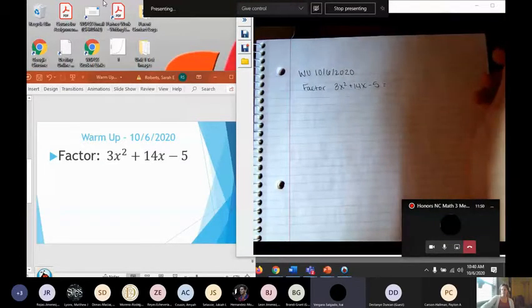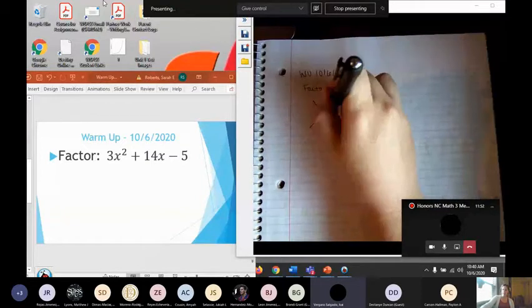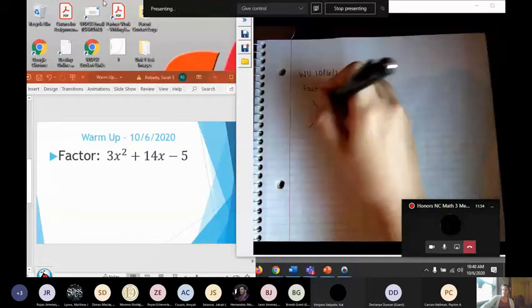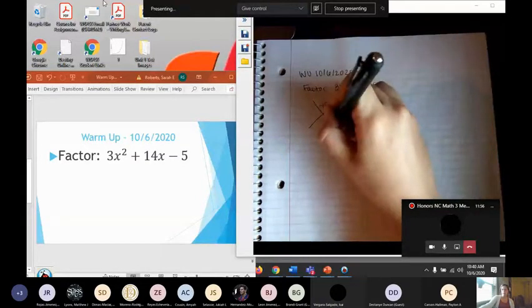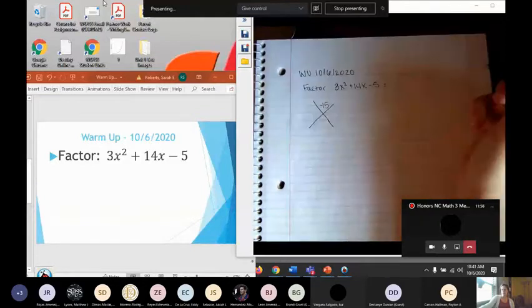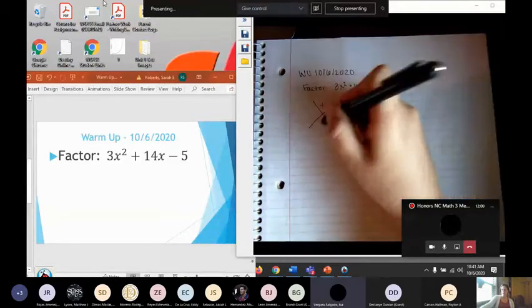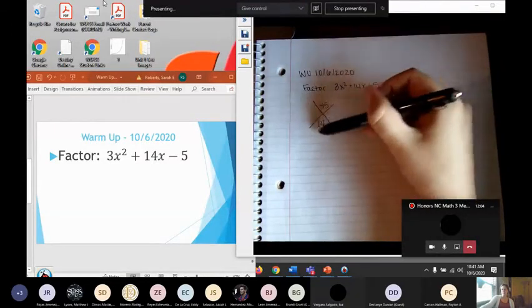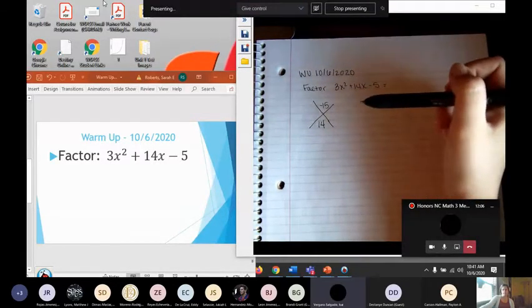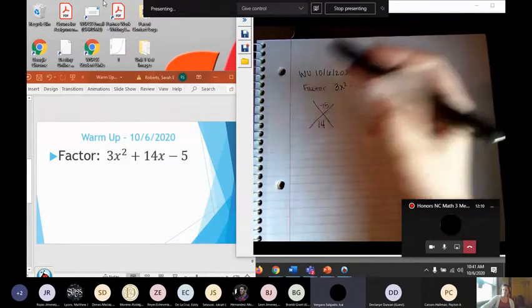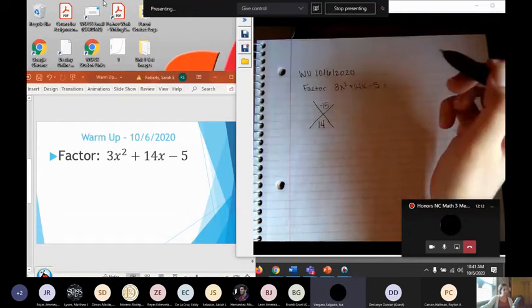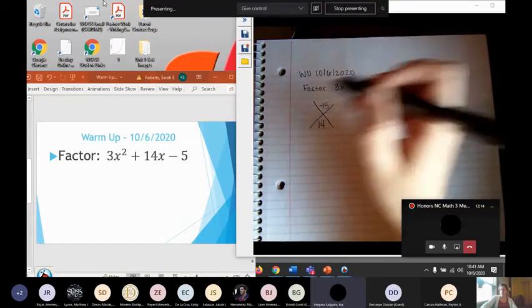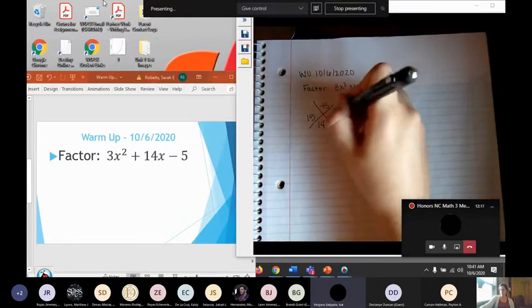Multiply A and C, I think. Yeah, so A times C is negative 15. And then what's B? 14. Yeah, and what multiplies to negative 15 and adds to 14? 15 and then -1, right? Perfect. Yeah, 15 and -1 work.